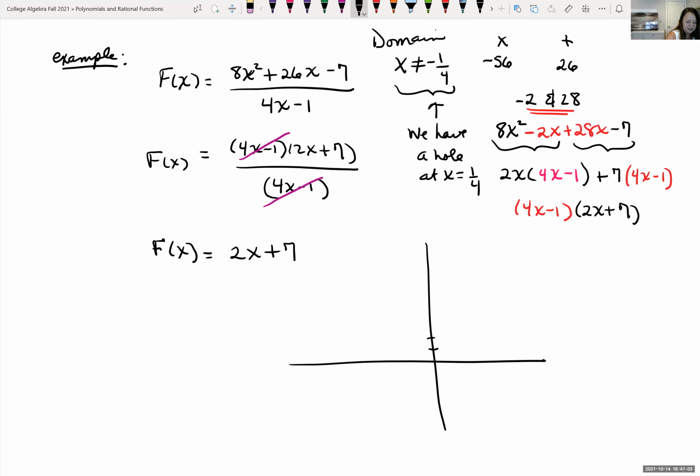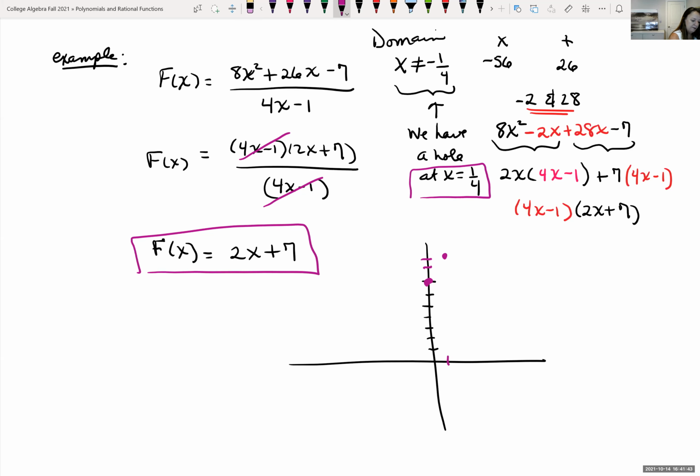So I know I have a y-intercept, it's in slope-intercept form. I have a y-intercept at 7, and I have a slope of 2. So if I rise up 2, I would run over 1 to the right. The thing is that I have this hole at x equals 1/4. So I need to figure out what that y value is at x equals 1/4 if I plug it into the piece where I simplified it, and that is where I'm going to put an open circle on my graph.